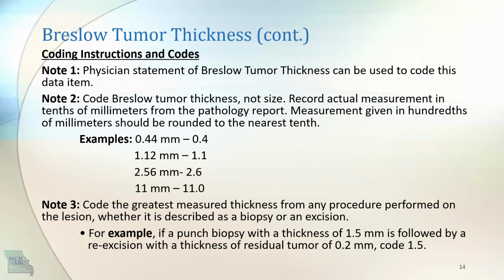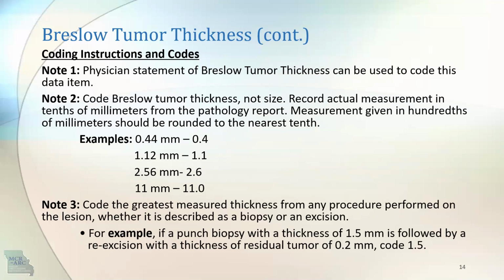Examples: 0.44 millimeter would be 0.4. 1.12 millimeter would be 1.1. 2.56 millimeter would be 2.6. 11 millimeter would be 11.0.